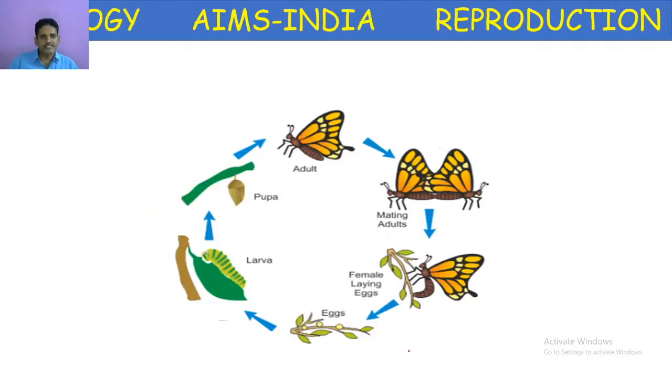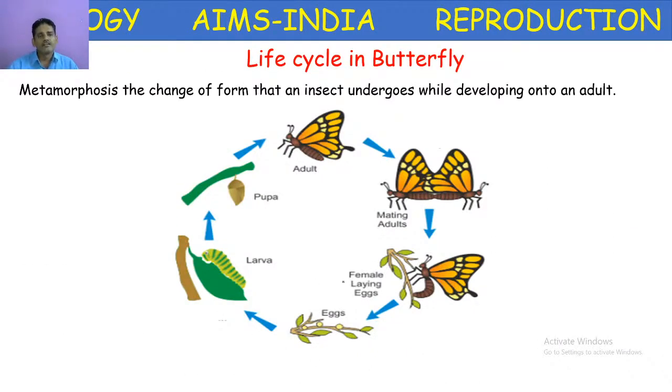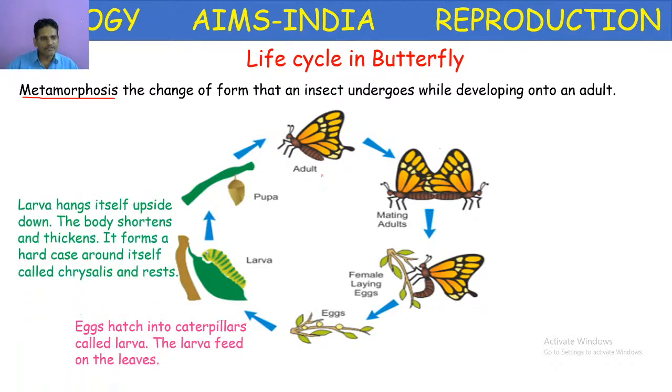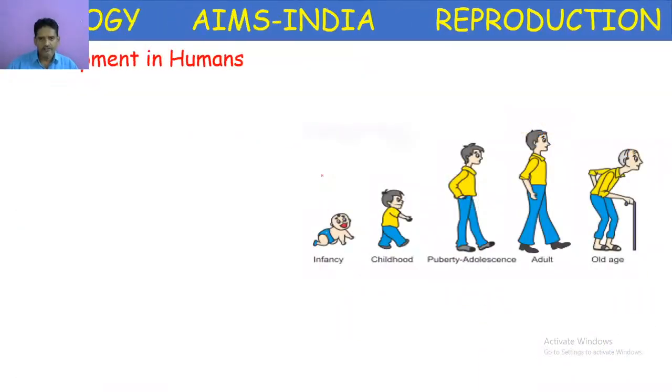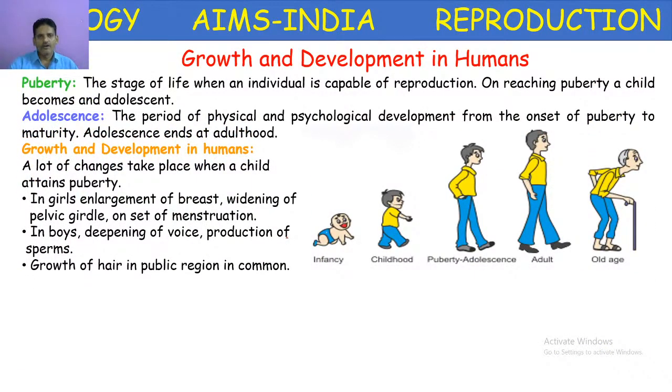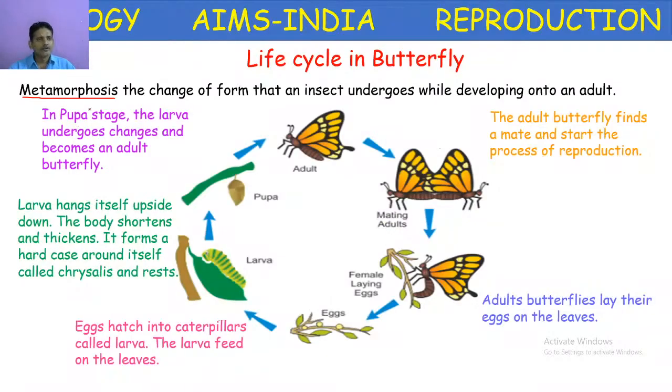Let us proceed. Next, reproduction in insects. One example is the butterfly. In butterflies, a phenomenon called metamorphosis takes place, the life cycle from egg to adult. Metamorphosis is the change of form that an insect undergoes while developing into an adult. Here, the adult butterflies, male and female, first mate each other, and the female lays the eggs. These eggs develop into larva and then into pupa.